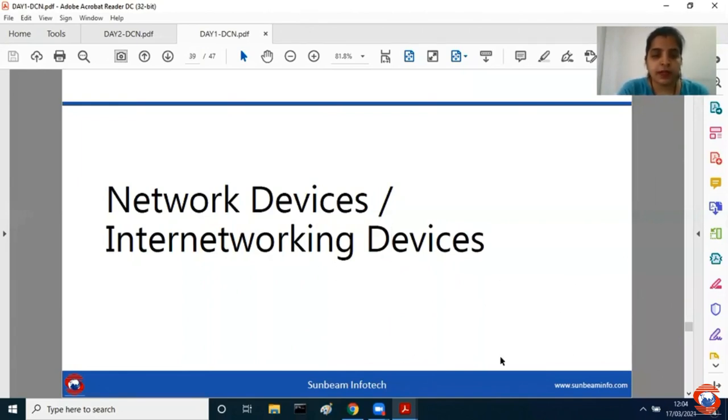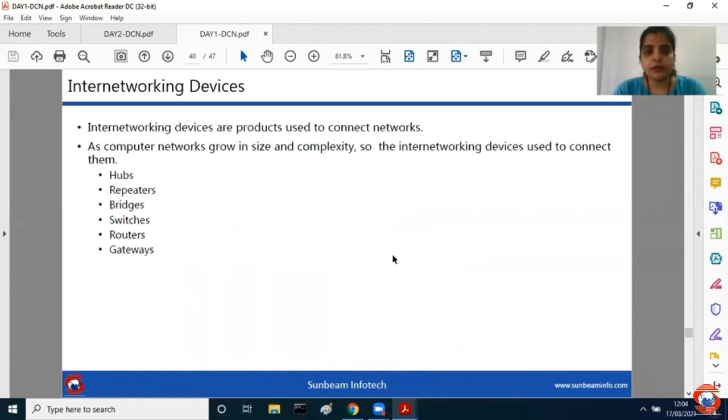So on that basis, whenever we are talking about networks, we also need something called networking devices. These are also called inter-networking devices. In today's lecture, first we will quickly see what a networking device is and how it works, and then we will start with logical addressing.